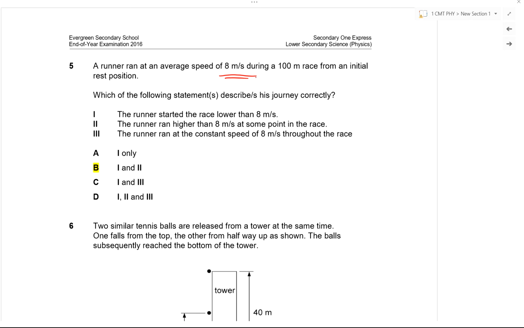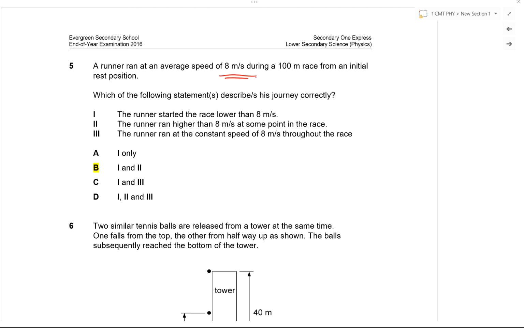He has to make up for the starting speed. Because the starting speed was 0, then it slowly increased to 1, 2, 3, 4, 5, 6, 7, 8, 9, 10, 12. He has to make up for the starting slow speed so that overall, on an average, he gets 8 meters per second. So that is the situation. Therefore, we can state that he started the race lower than 8 meters per second.